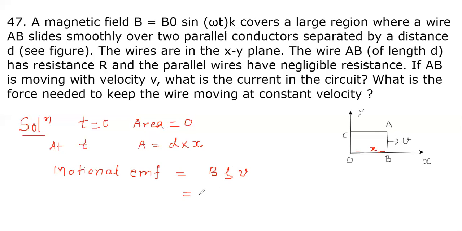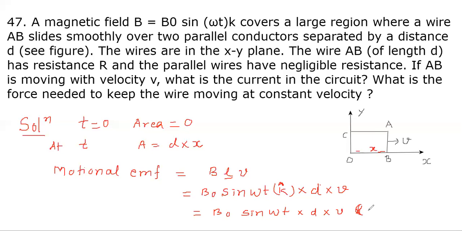So B is given as B0 sin omega t k cap, into length of AB which is D, and velocity is V. Velocity is along the x-axis and the magnetic field is along the positive z-axis. So the net result will be B0 sin omega t multiplied by D multiplied by V, and the direction will be minus j cap. Suppose this is E1. Now we have to find E2, which is the EMF induced due to change in area.